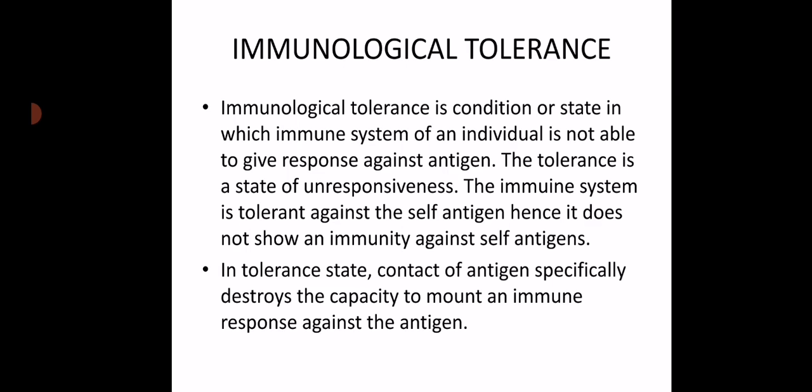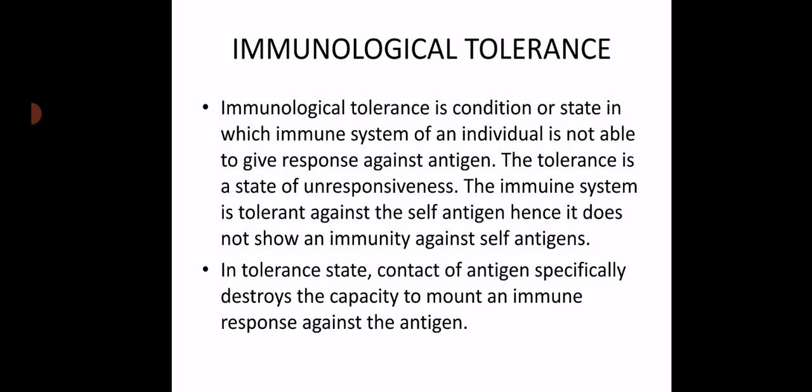The immune system is tolerant against the self antigen, hence does not show any immunity against it. Generally, tolerance is developed against the self antigen. Self antigen means those antigens which are constantly present in certain organs in our body. So against the self antigen, a response is generally not developed. If it is developed, then it will lead to autoimmunity. Generally, the response is developed against the foreign antigen, not the self antigen. But whenever the response is not developed, it is called a state of unresponsiveness or tolerance.